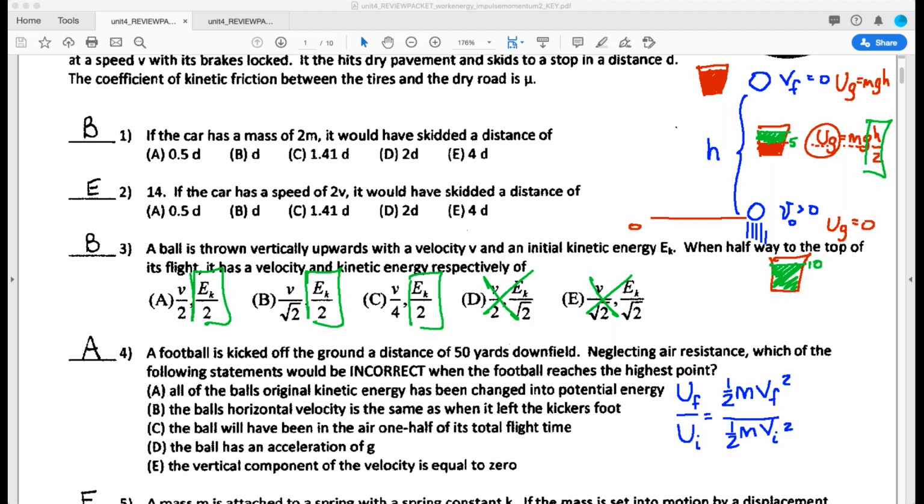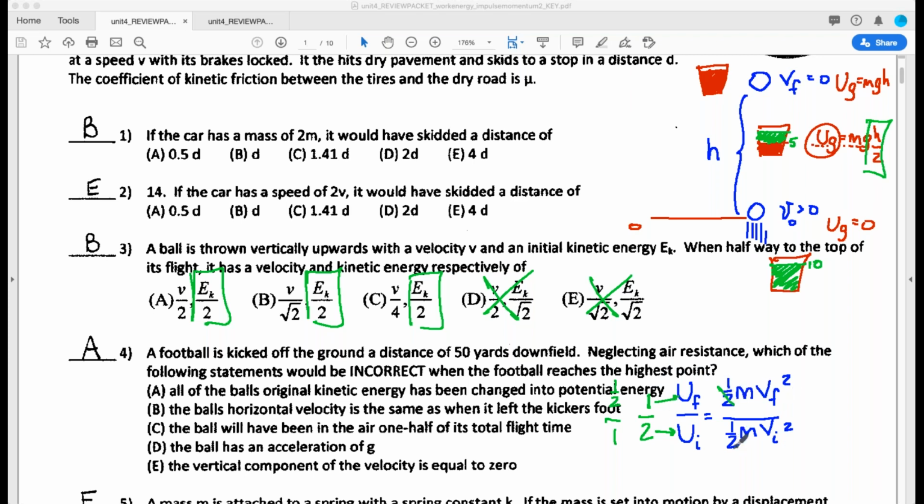We deduced that the ratio of final kinetic energy to initial kinetic energy is the ratio of 1 to 2. We've established that already by saying that when it gets halfway up, it's got half of the energy that it started with. I could write that as 1/2 in the numerator and 1 in the denominator. Or I could say that the initial kinetic energy is twice as much as the final. Either of those will yield the same ratio of top to bottom of 1 to 2.